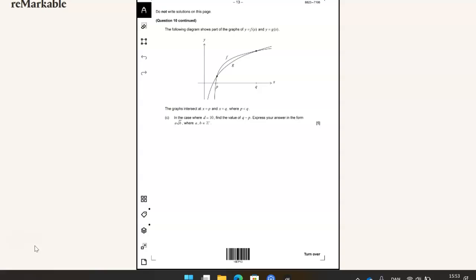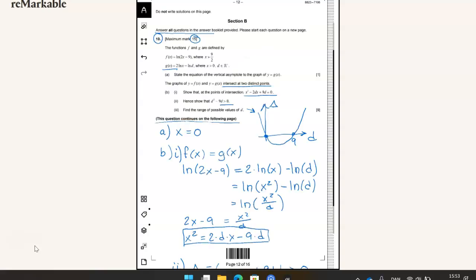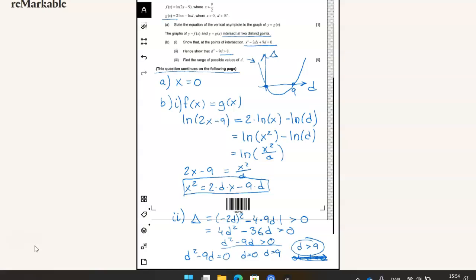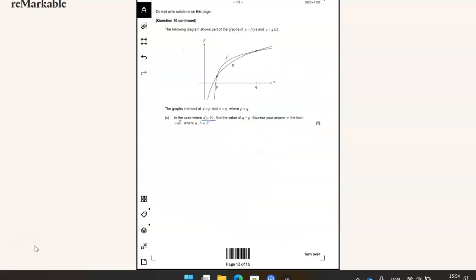Now, they tell us that this is the case where d is equal to 10, and we notice happily that this matches with our result from before, that this is one of the values where d is larger than 9, so we actually do have two intersections. And what they tell us to find is the difference between q and p. And it has to be expressed in a certain form.